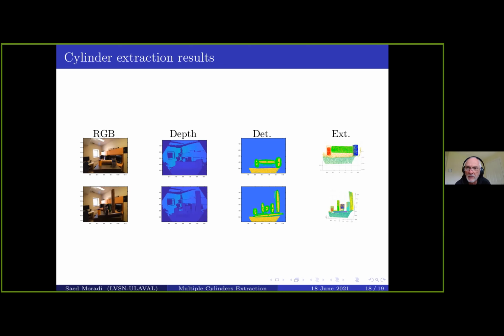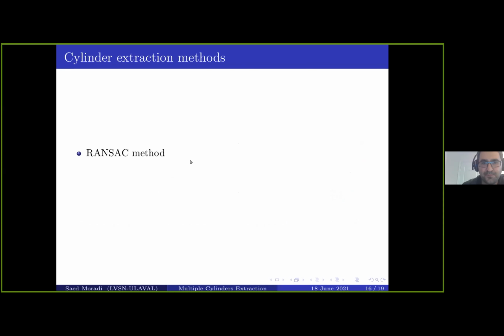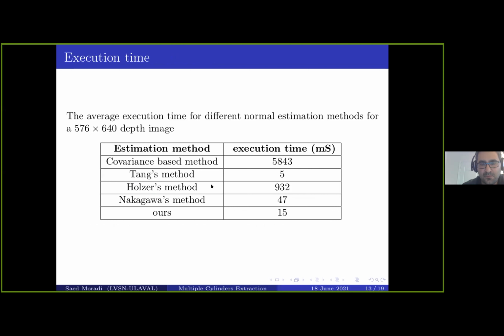I have another one, Saed. We've discussed the computational efficiency of the normal computation step, but do you have an idea of the overall cylinder extraction computational complexity for all the steps? How long does it take to detect this? No, I didn't measure that. I will measure it and report it to you soon. Okay, so we still have discussions next Monday. Any other questions?